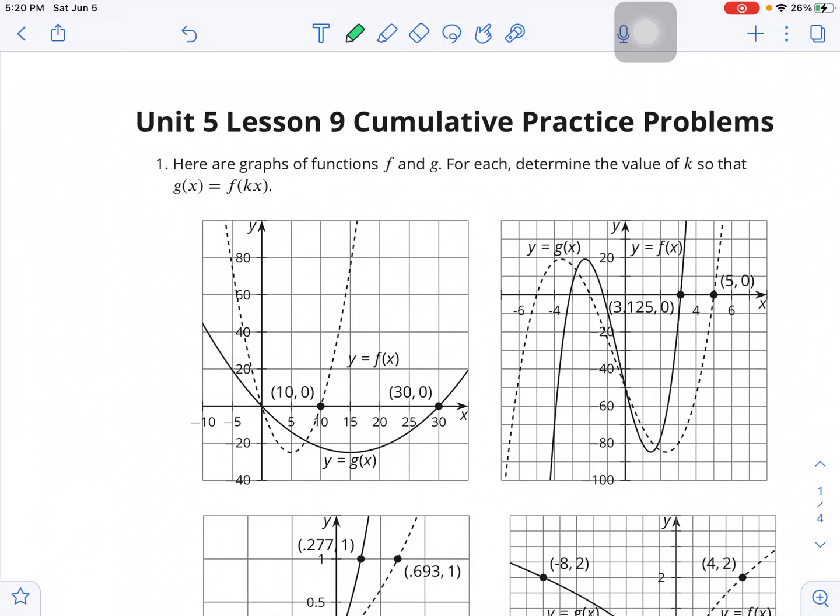All right, here are the video solutions for lesson 9 in unit 5. So we've got 4 different graphs here, and we want to determine the value of k so that g of x is equal to f of k times x.